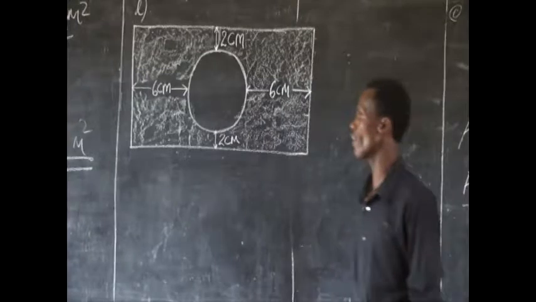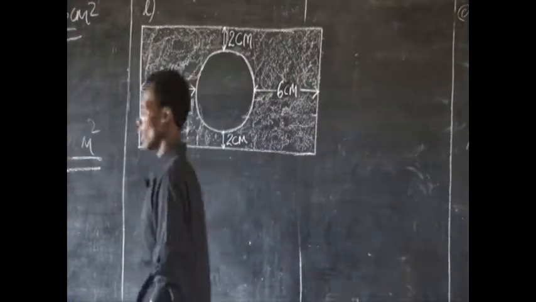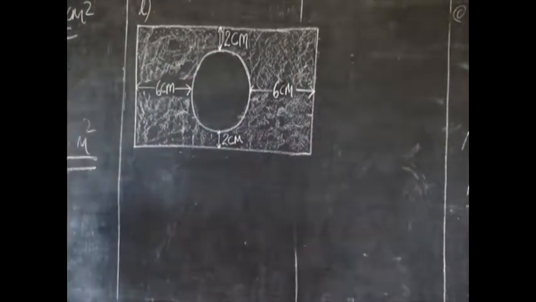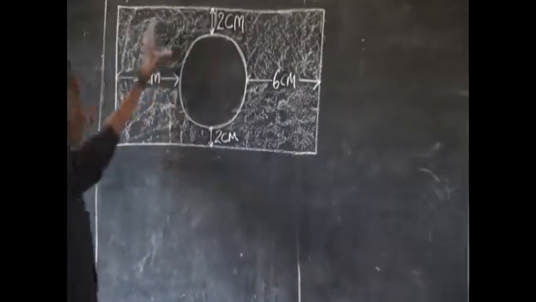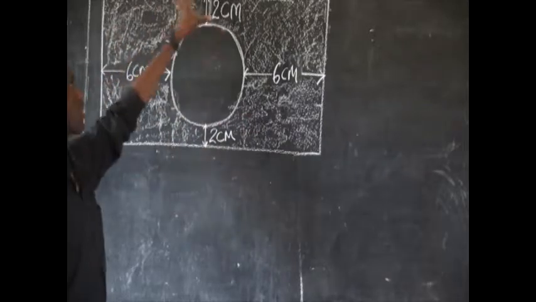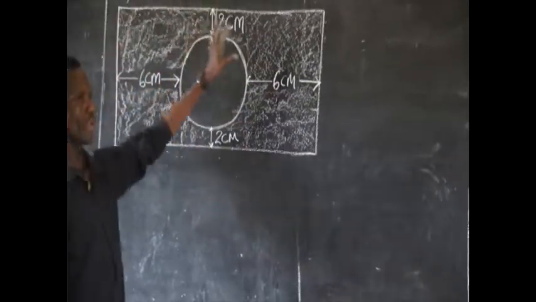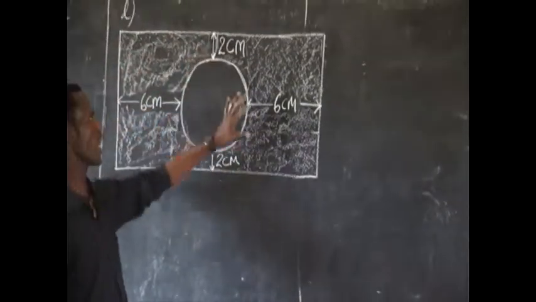Now let us see the other thing we can definitely deal with. So what is happening here? We've been taught to find out area. This is the shape, or this is the figure. The question is to find out the shaded area.